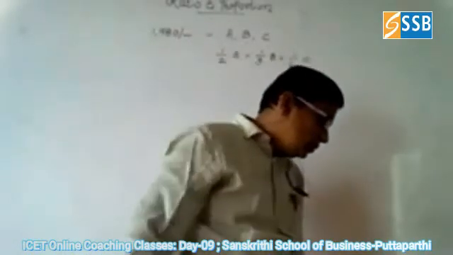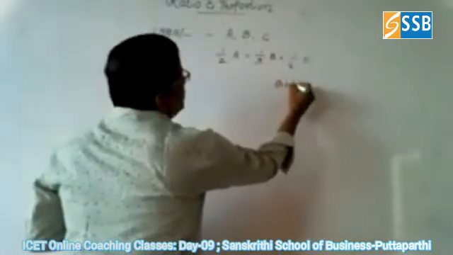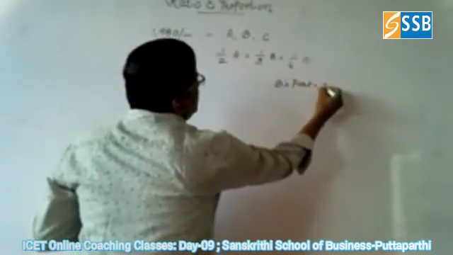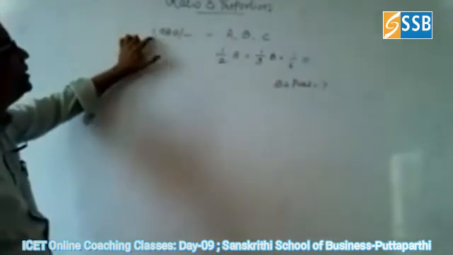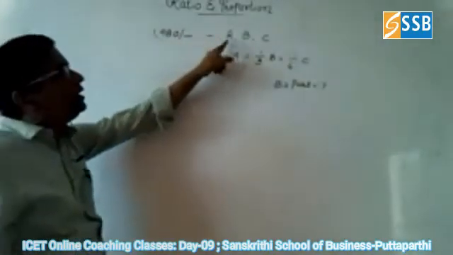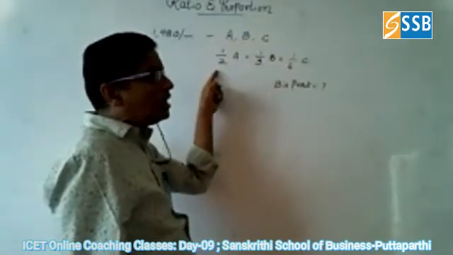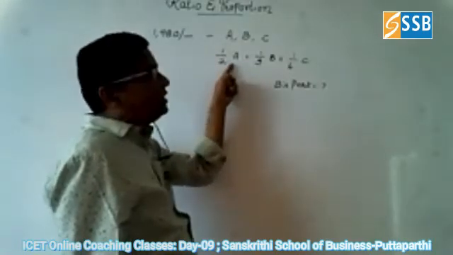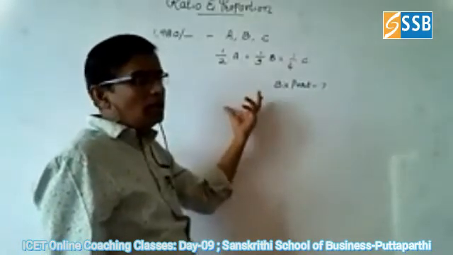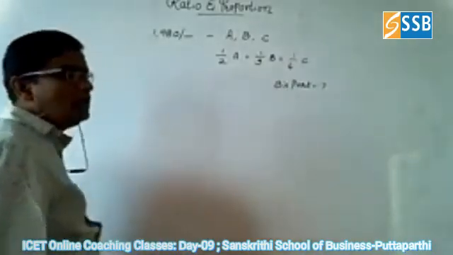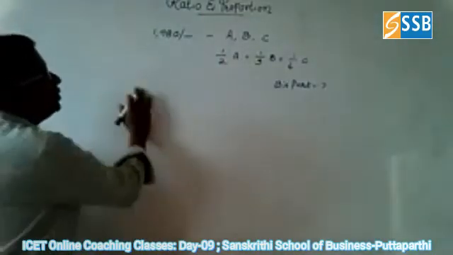Then what is the B part? We want to find out the B part. They ask the question: divide 1,980 rupees among A, B, C, such that half of A, 1/3 of B, 1/6 of C are equal. Then what is B's part? We can find not only B, we can also find A and C. Okay, now how can you do this one?